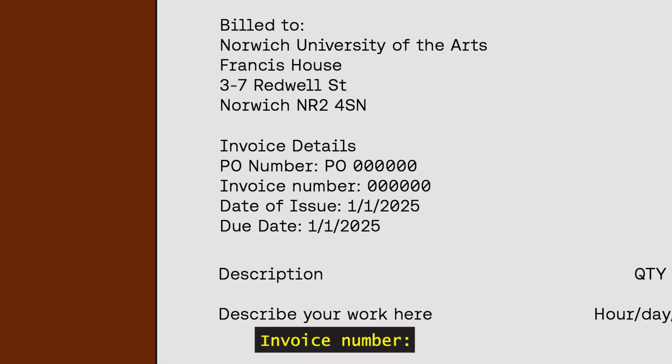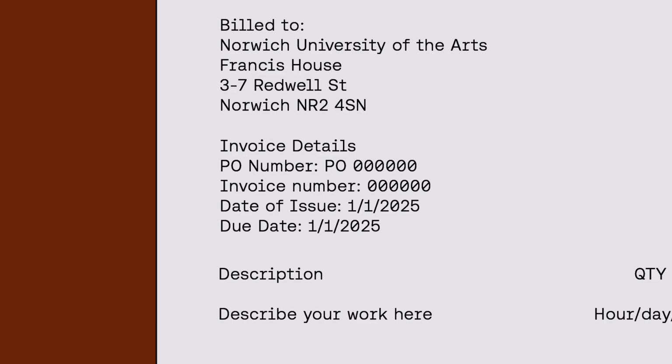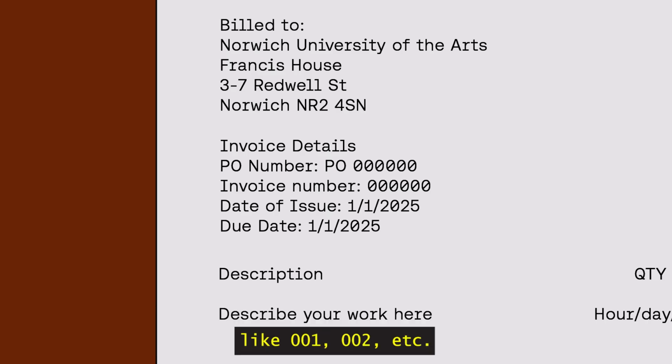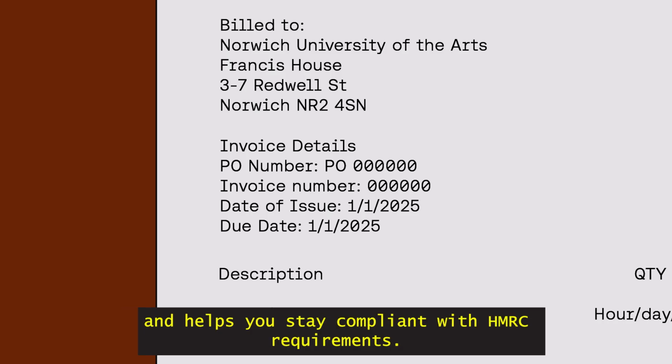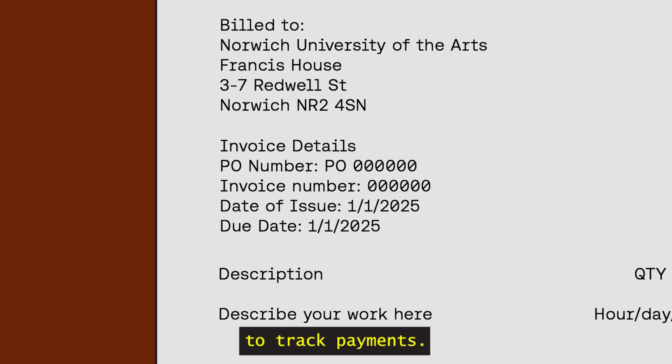Invoice number. Always include a unique number on each invoice. The simplest approach is sequential numbering, like 001, 002, etc., which keeps your records organized, helps you spot any missing invoices, and helps you stay compliant with HMRC requirements. A clear numbering system also looks professional and makes it easier for both you and your client to track payments.